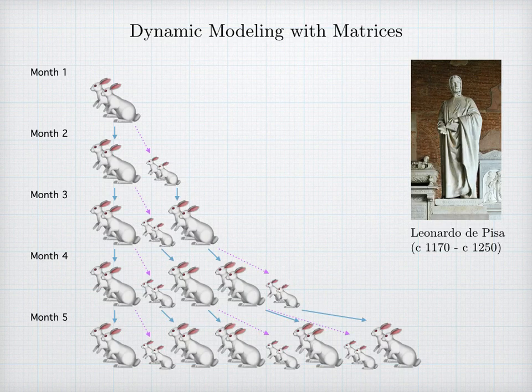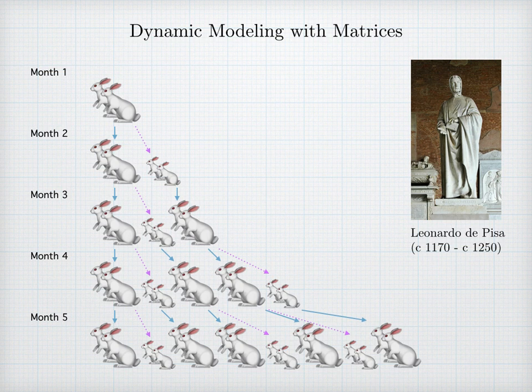Hello and welcome. In this video we are going to explore how to use matrices in dynamic modeling. Our story starts over 800 years ago when a mathematician named Leonardo from Pisa, Italy was curious about how fast a rabbit population would grow. He proposed a simple, albeit unrealistic model.